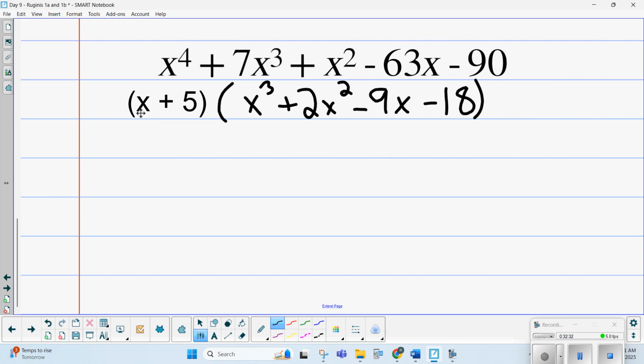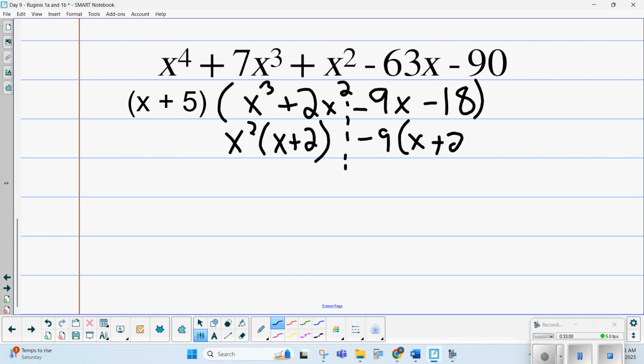So x plus 5, that's 2 terms, but it's none of our special cases, so we can't do anything with that. But now this piece is 4 terms, and we do know what to do with this, right? So 4 terms, we're going to use factor by grouping. So let's see, on the left side, we can take out an x squared, and we'll have x plus 2 left. On the right side, we can take out a negative 9. We'll have, negative 9 times positive 2 is negative 18, so x plus 2.